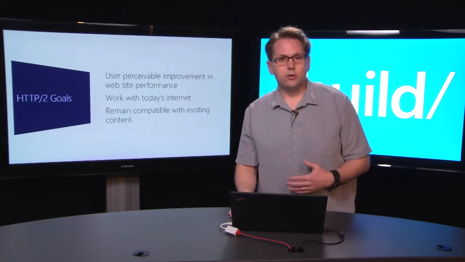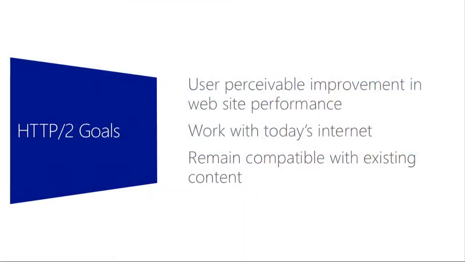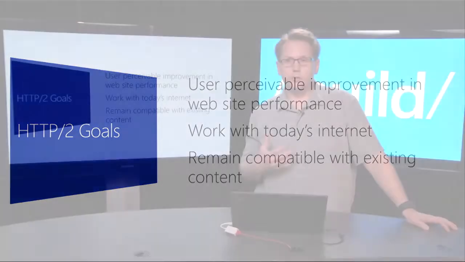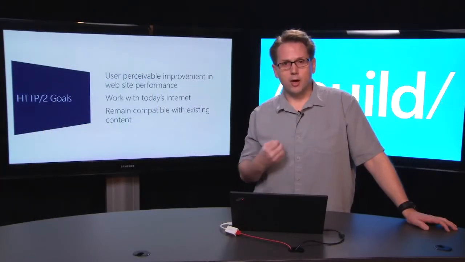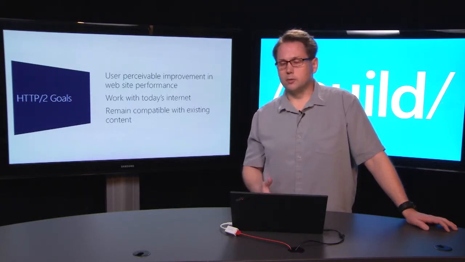So when you look at the draft for HTTP2, you'll see a section on what the motivating factors were, what were the requirements that we were trying to achieve with a new protocol. And the number one thing was to make a user-perceivable difference in site performance. What we want to be able to see is users have the feeling that their apps and their sites are actually performing faster.